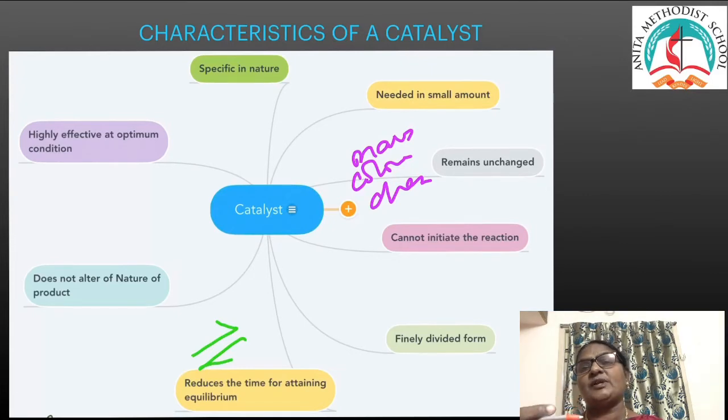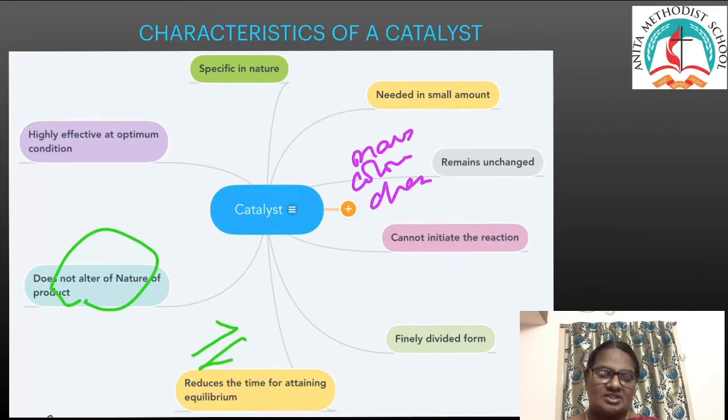It helps the equilibrium to be attained at a faster rate, so that more products would be formed. It does not alter the nature of the products. If ammonia is a gas, even if I add iron, it will be NH3. It will be pungent smelling. The amount of product depends upon the rate of the reaction, but otherwise the nature does not change.